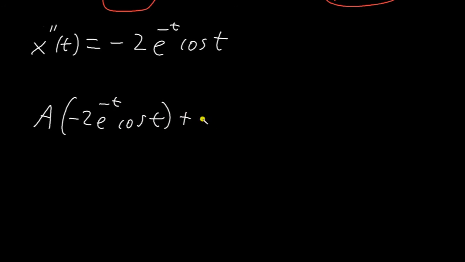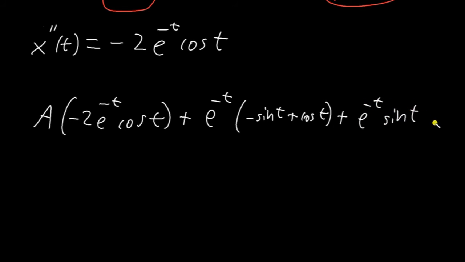plus x prime of t. Remember from part A that was e to the negative t, and I'm simplifying this a bit here, negative sine of t plus cosine of t, and then plus x of t, which is e to the negative t sine of t, and this is equal to 0, right? So now we'll simplify this a little bit more. We'll distribute.